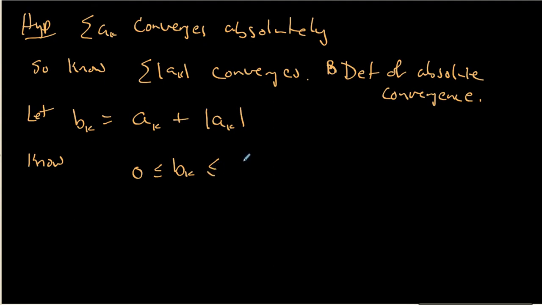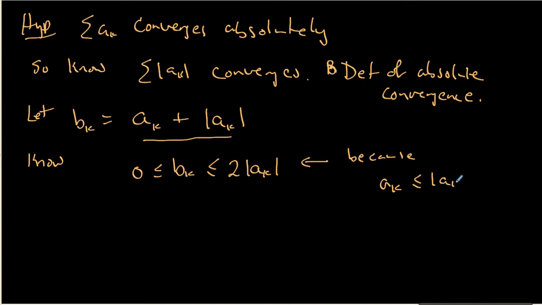And on the other hand, if AK happens to be positive, then this sum up here is actually equal to 2 times the absolute value of AK. So both of the inequalities in this statement hold because the absolute value of AK is less than or equal to, well, AK itself is less than or equal to the absolute value of AK, and AK is either equal to the absolute value of AK or minus AK is equal to the absolute value of AK. So this is a basic fact.